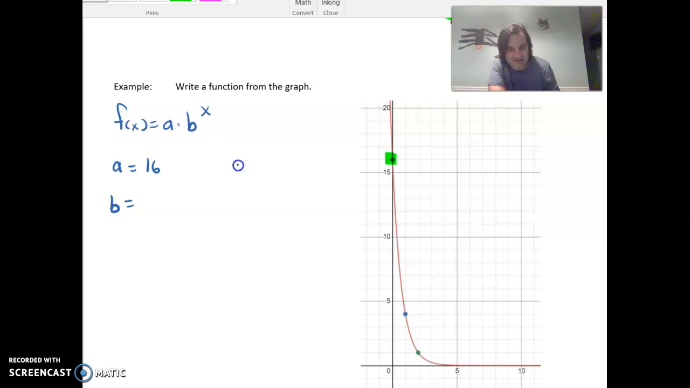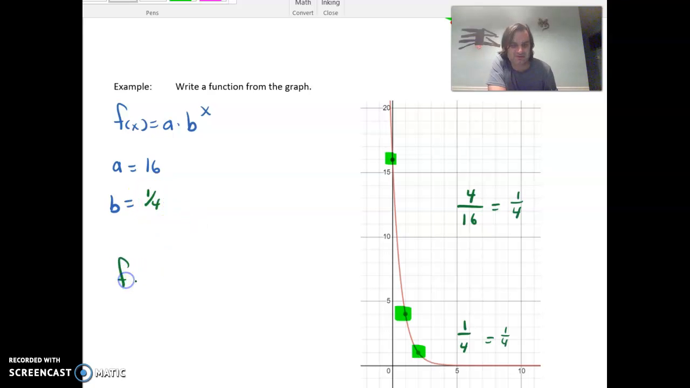Now let's see if we can get the rate. So it goes from 16 to 4. Now let's use what I just told you. We can take one output, which is 4, and divide by the previous output, which would be 16. And that gives me 1/4. We'll have another point on here marked, and it is 2, 1. So let's try it. Let's take the output of 1 and divide it by the previous output of 4, which is 1/4. So the b value here, the multiplier, is 1/4.